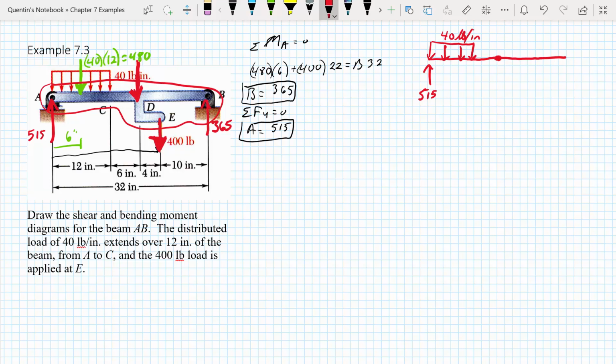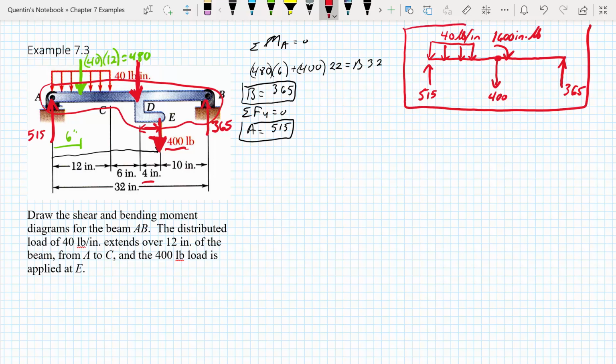Okay, so what is that? Well, the beauty is you can just move it, it's going to be 400. But by moving it this much, I have lost 400 times 4, so I've lost 1,600 inch-pounds. So I need to add a couple here of 1,600 inch-pounds. And then lastly, we have 365. Okay, so this is what I'm trying to create the shear and moment diagram of.